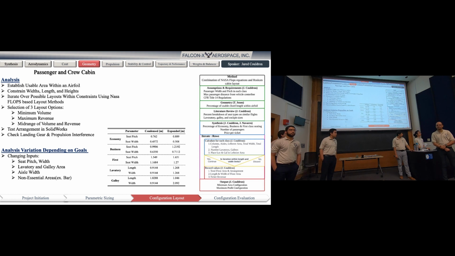We also had a couple different layouts, so one being condensed, one being expanded. So whether you want more economy passengers or a more luxury experience, then you can add things like bars. And next.